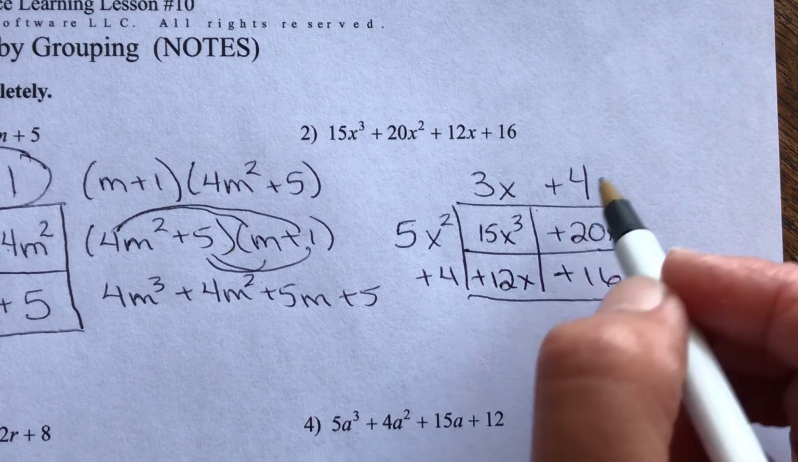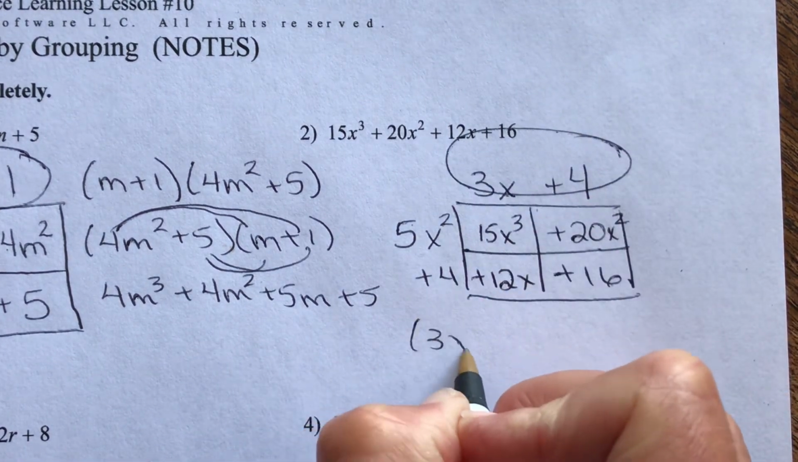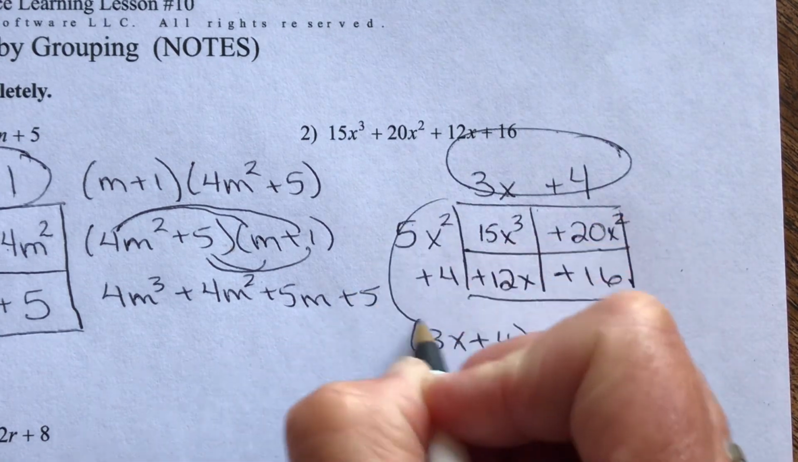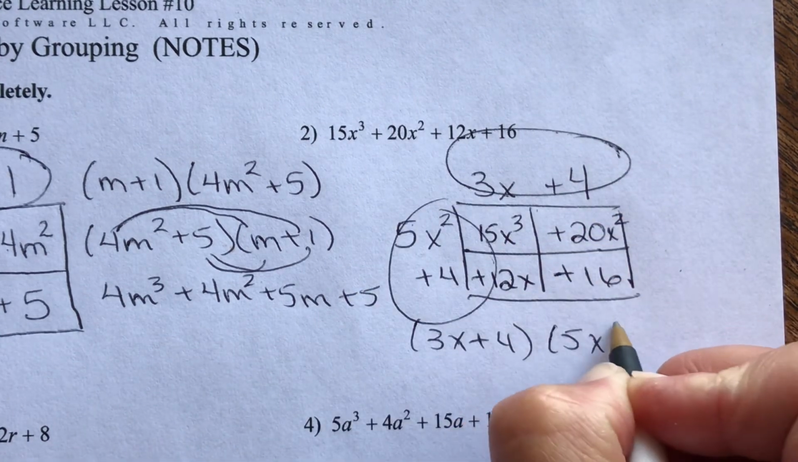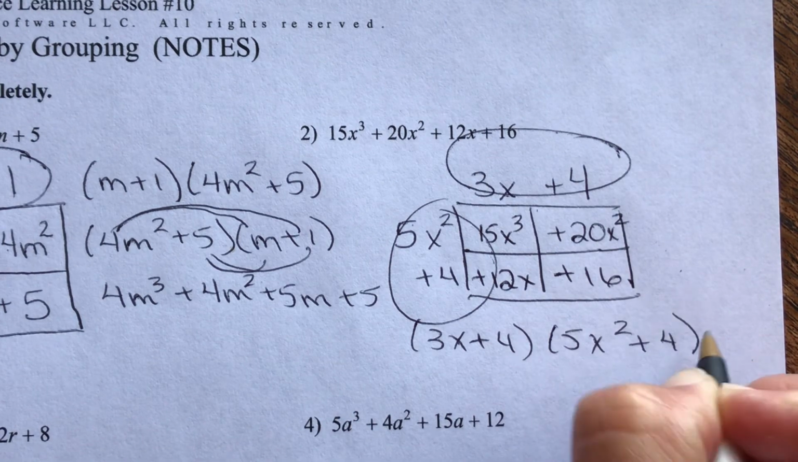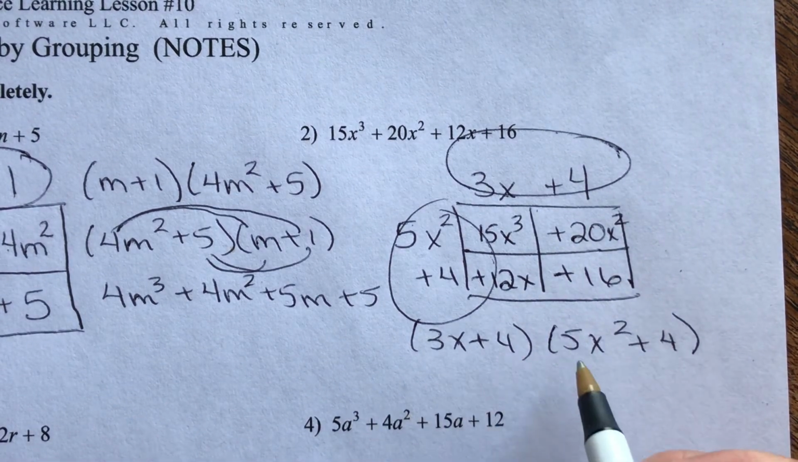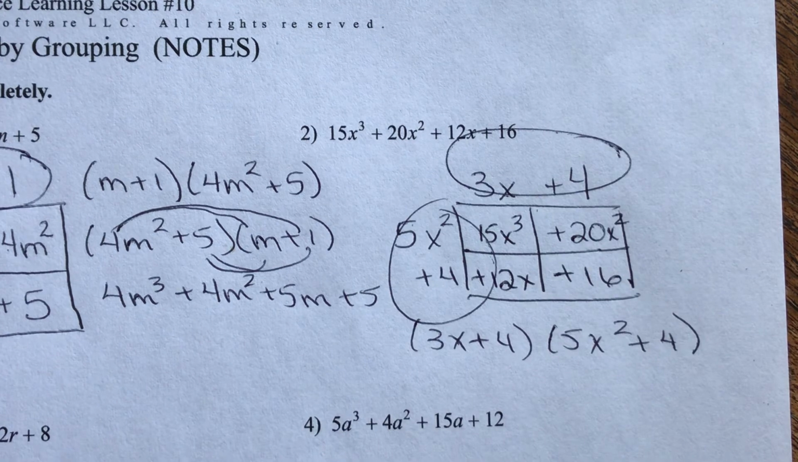So our answer is going to be 3x plus 4 and 5x squared plus 4. And if you multiply this back out, you get back to the original answer.